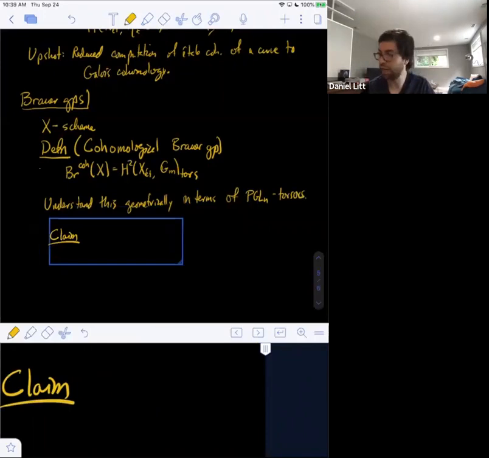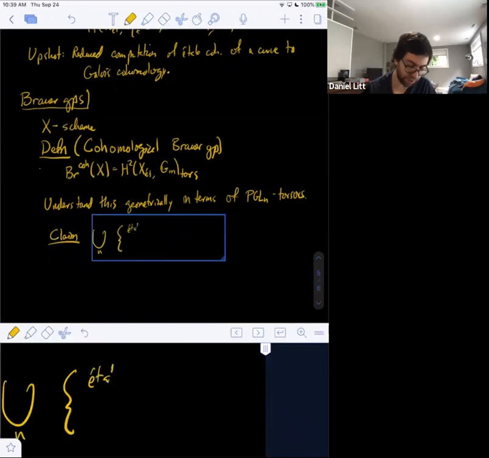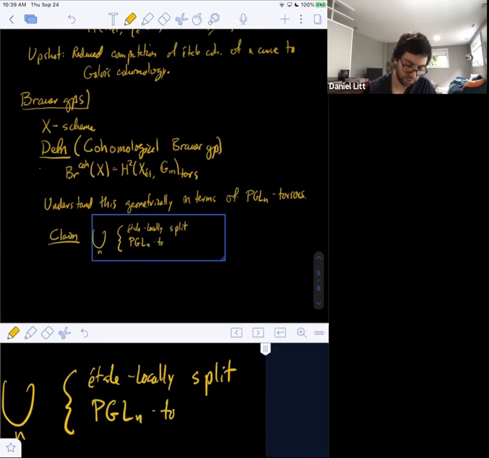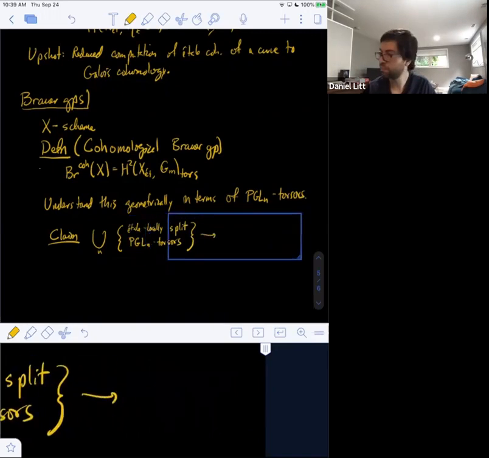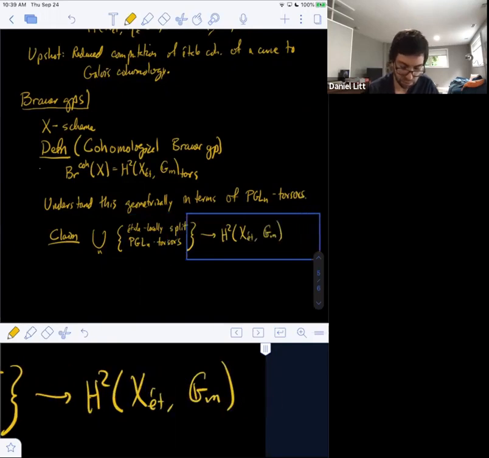So my claim is that there's a natural map from the union over all n of the set of Etale locally split PGLN torsors to H2 of X Etale GM. So I claim there's just a natural set theoretic map like this. Can anyone tell me how to define it?